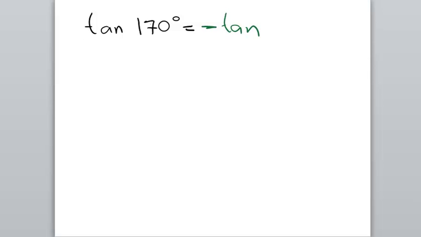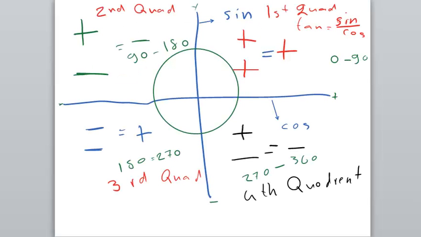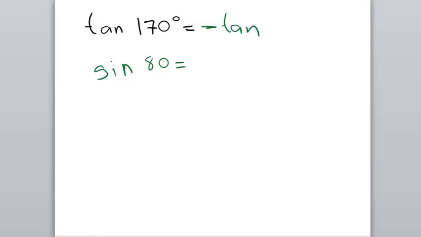Or if it asks you sine 80, we will see this part, 0 to 90, and in here the sign was positive, so it must be positive also. So we write here positive. So you get the point, right? Okay, now let's move on.